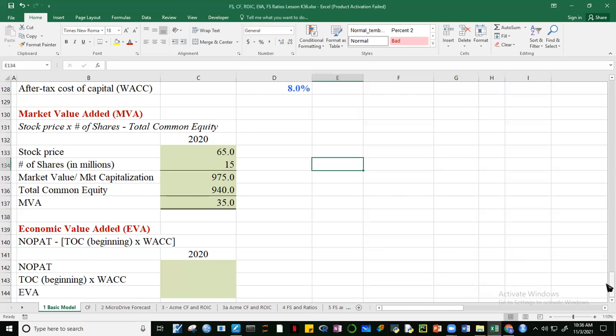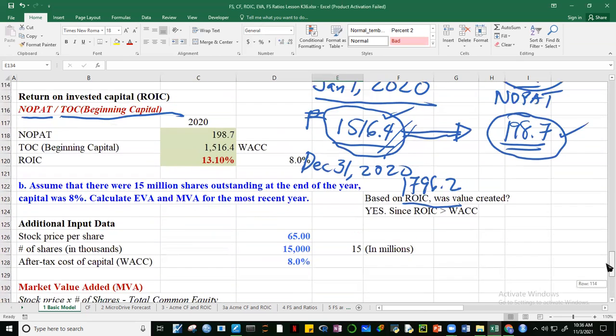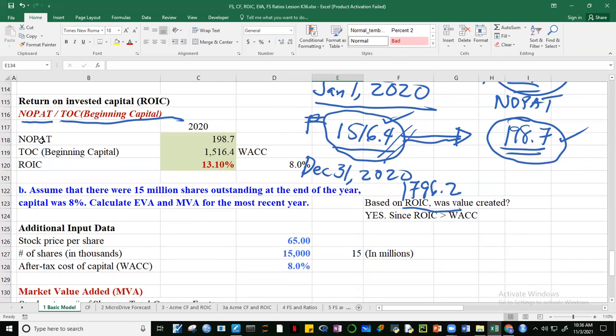Okay, so far, guys, we have looked at ROIC, return on invested capital, which is computed by knowing the NOPAT and the total operating capital, and we're going to use the beginning capital and not the ending capital. Because the operating performance, guys, starts at January 1 up to the ending December 31. So it's one period.